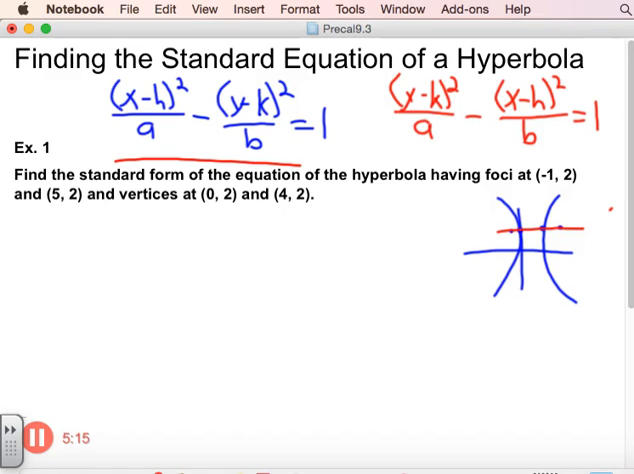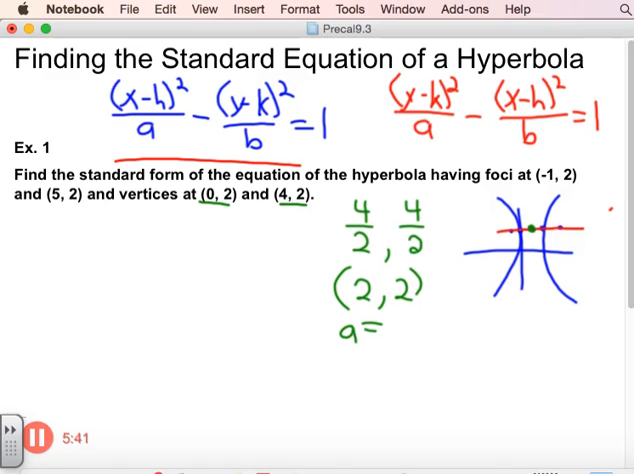So if our two vertices are (0, 2) and (4, 2), well, what's halfway between those? So add the x's, 0 plus 4 is 4. Add the y's, 2 plus 2 is 4. So the coordinate (2, 2) is at the center. So (2, 2) is, of course, right there. Okay, so if (2, 2) is the center, then what is the value of A?